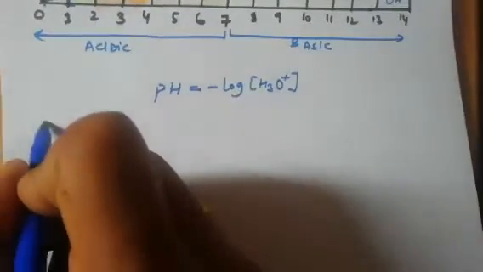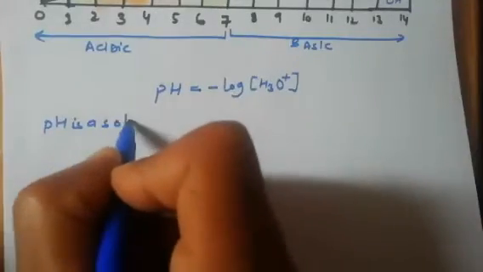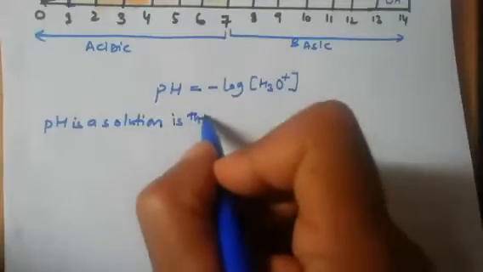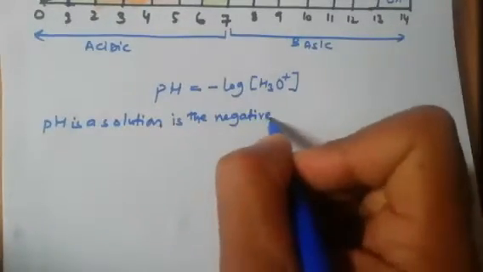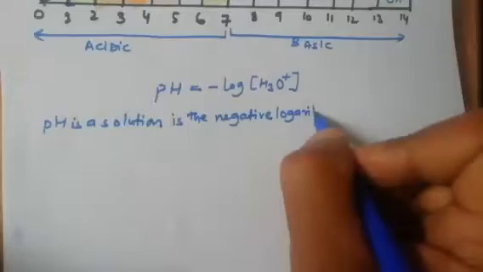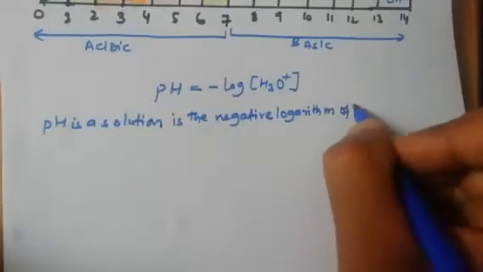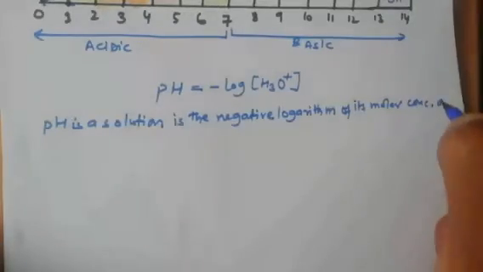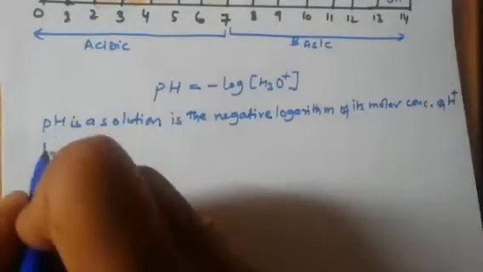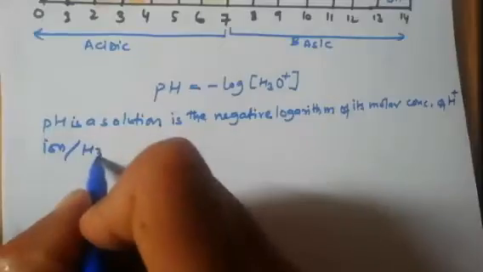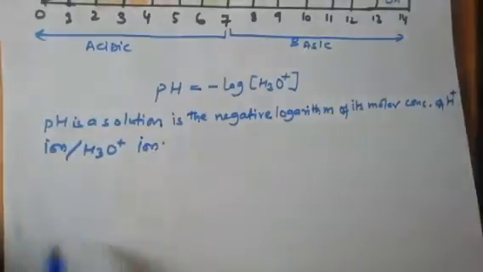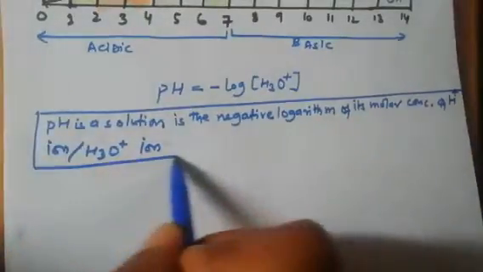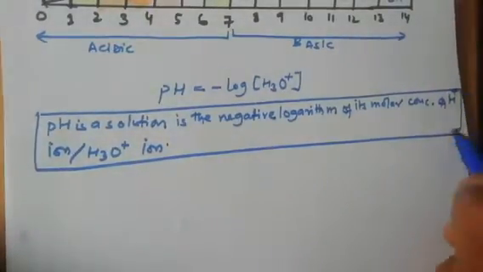pH of a solution is the negative logarithm of its molar concentration of H positive ion or H3O positive ion. It is the same thing. So if we define pH, this will be the definition of pH.